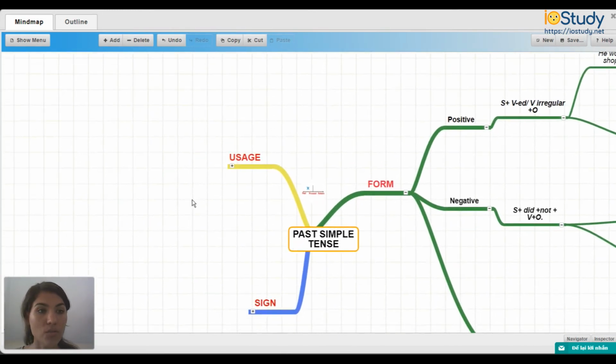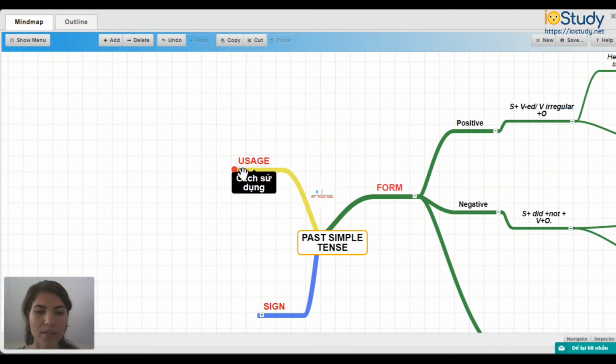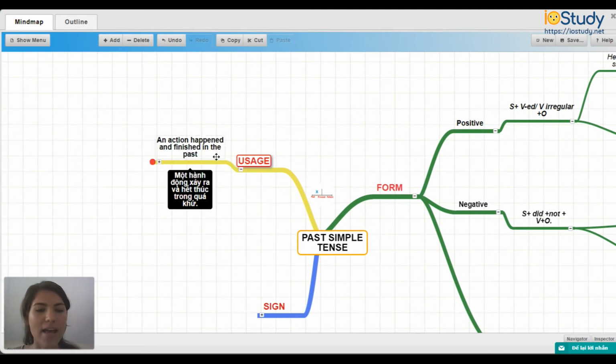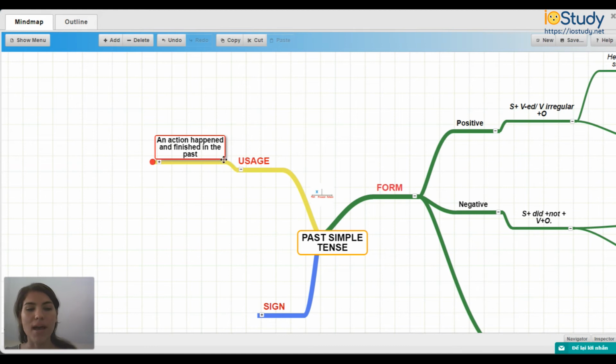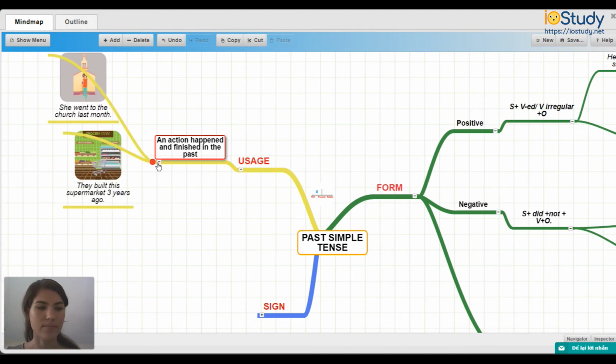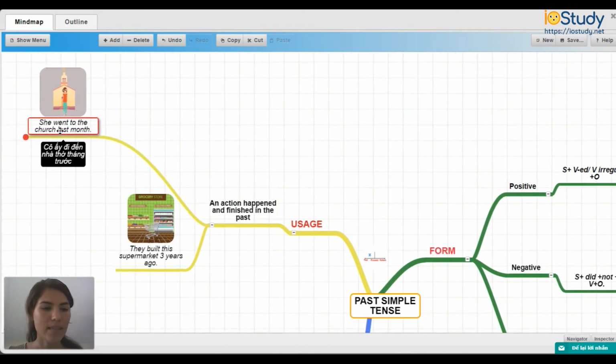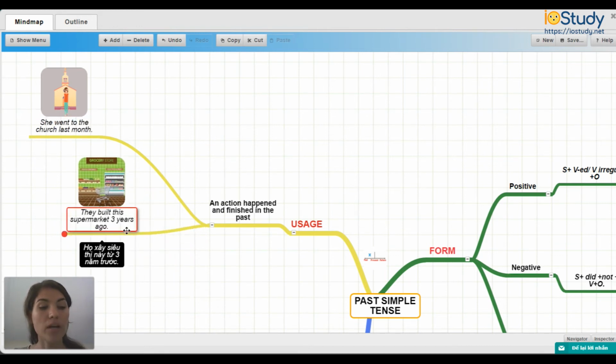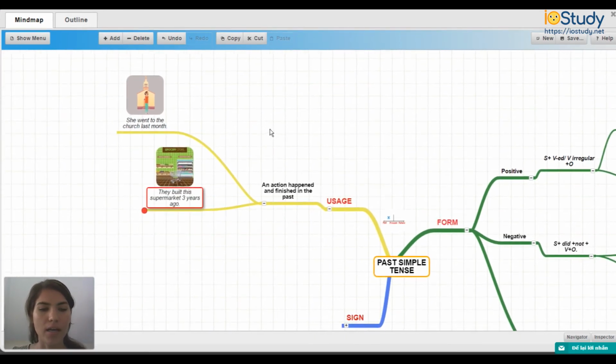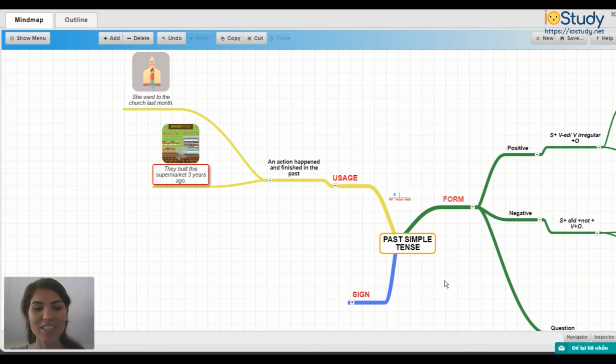Now let's move on to the usage. An action happened and finished in the past. This is how we use the past simple tense. A couple of example sentences. She went to the church last month. And they built this supermarket 3 years ago. Okay, so that was the usage.